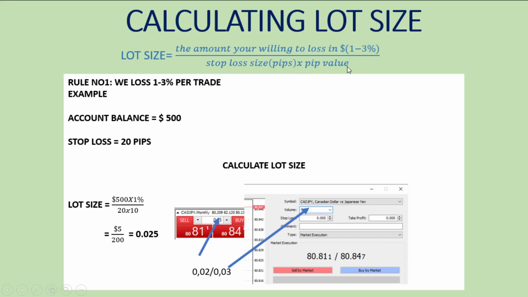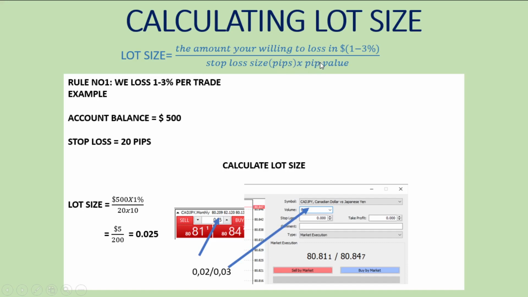Times pip value. Remember pip value, we calculated a pip value before and we came up with a rounded number. Pip value is most likely to be $10. So the number of stop loss pips times pip value, times 10. You just keep this formula. Maybe you want to risk $5. $5 divided by maybe 10 pips, 20 pips, times that 20 pips times 10. Always you multiply that number by 10.